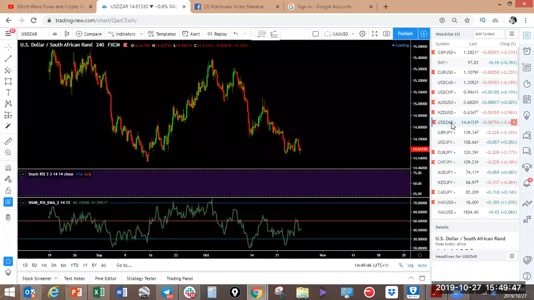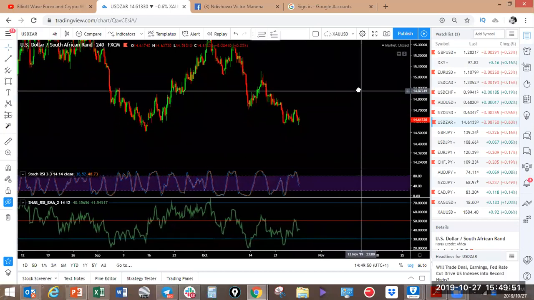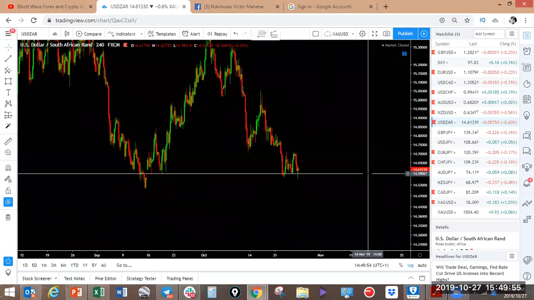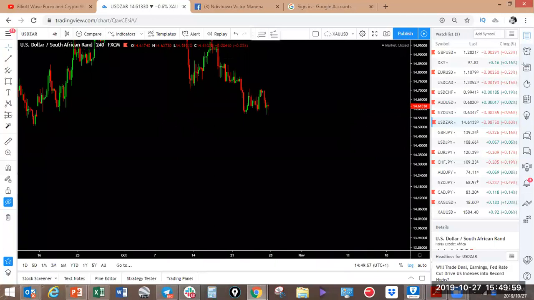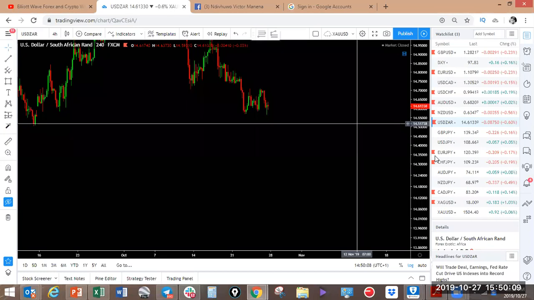US dollar ZAR, expect continuation to the downside. You can see you have a clear three-wave pullback. Let me make this full screen here. A clear three-wave pullback showing you continuation to the downside. 1, 2, 3. You already have an impulsive move for downside. Any correction here, we're continuing lower on US dollar ZAR.